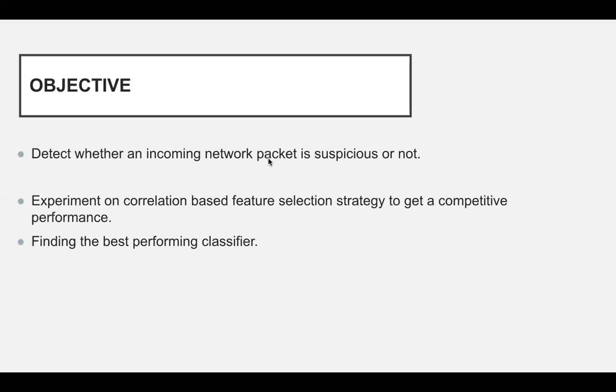So the first purpose of this research is to detect whether an incoming network packet is suspicious or not. So this problem is a binary classification problem. Our models or our classifiers will tell us if a network packet is anomaly or normal. The second purpose is to experiment on correlation-based feature selection strategy to get a competitive performance with existing works. And as a third purpose, we are intending to find the best performing classifier for this regard.